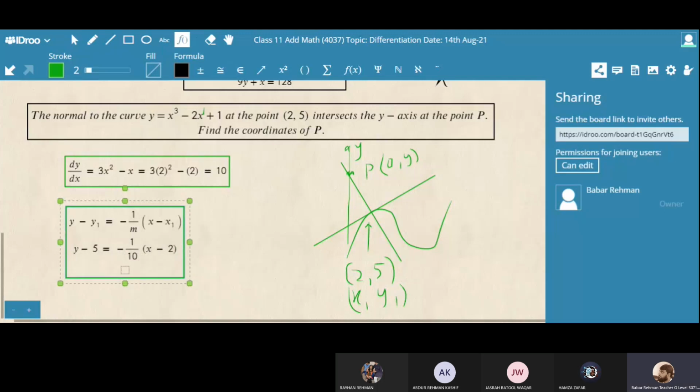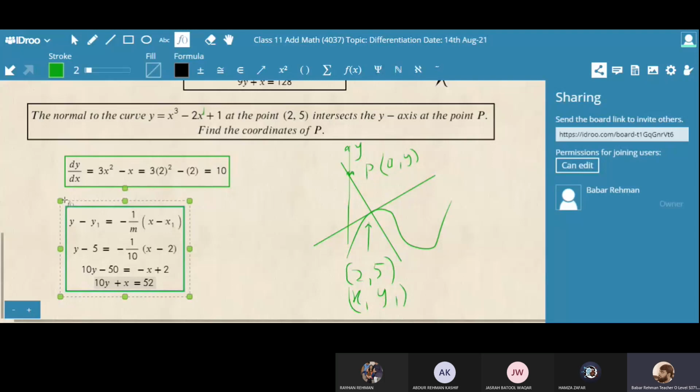10y plus x is equal to minus 2 plus 50, so it is 52.